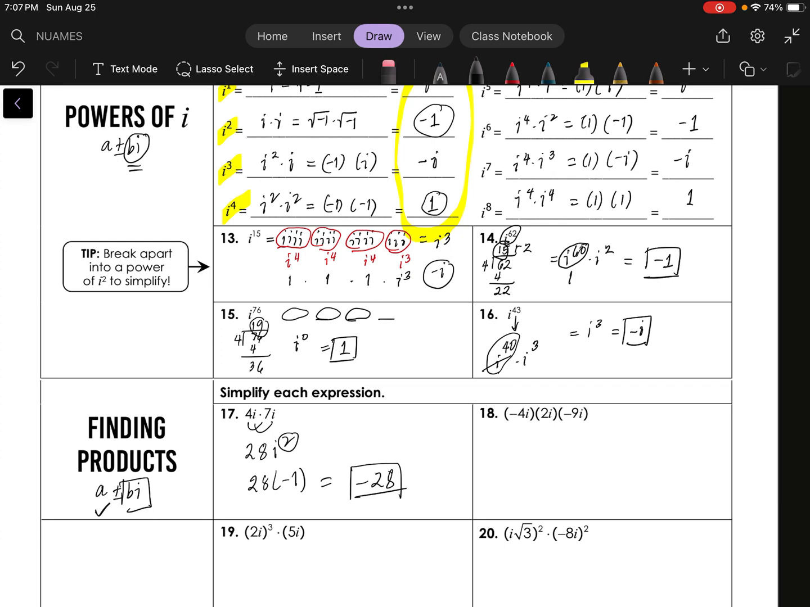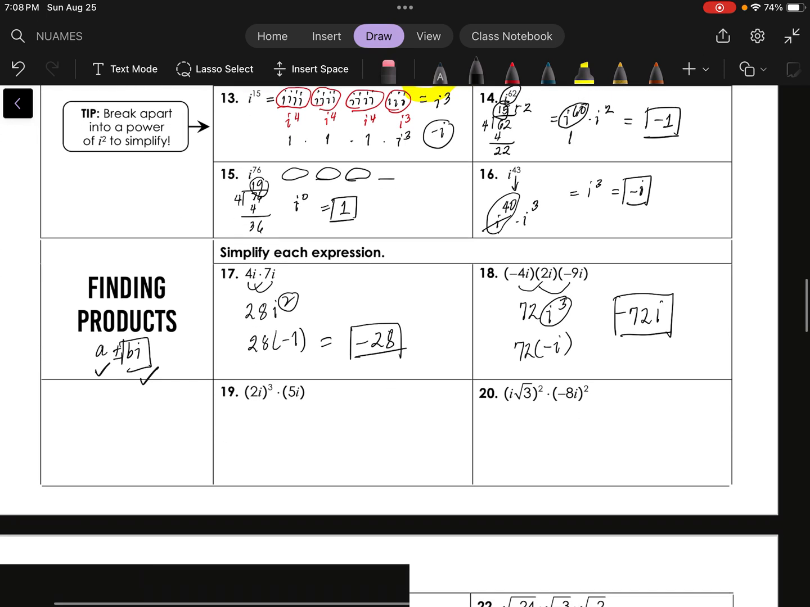Number 18, you have -4 times 2, that gives you -8 times -9, that gives you 72, which is positive. And then you do the i's, that gives you i raised to 3. Always remember, we don't stop here. We want to simplify the i cubed, and we know that i cubed is just -i. So if I multiply that to 72, then your final answer ends up as -72i. So in the second example, it ends up with only the bi form, and that's okay.